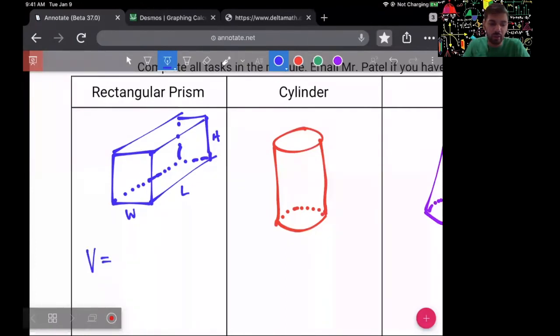You just multiply all 3 of these dimensions with each other. So that ends up being length times width times height. Pretty straightforward for the rectangular prism and finding its volume. Then we have the cylinder.